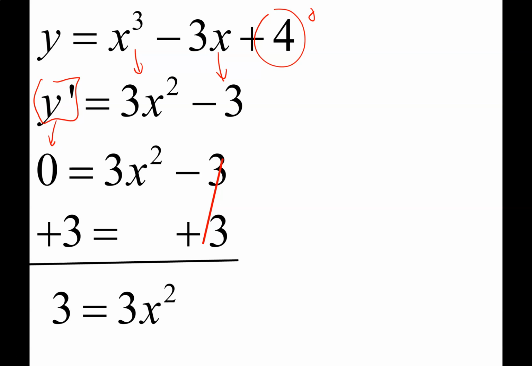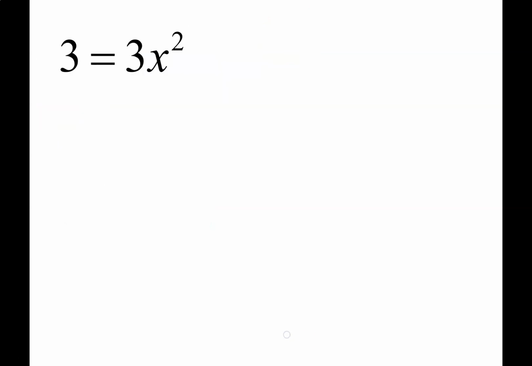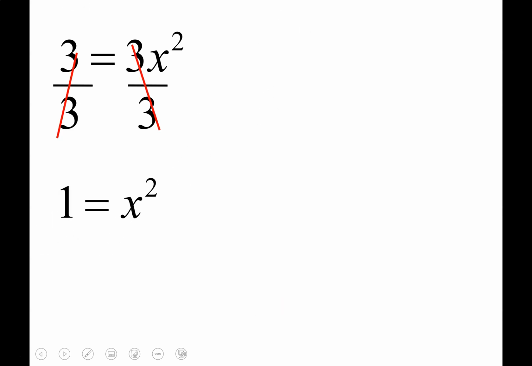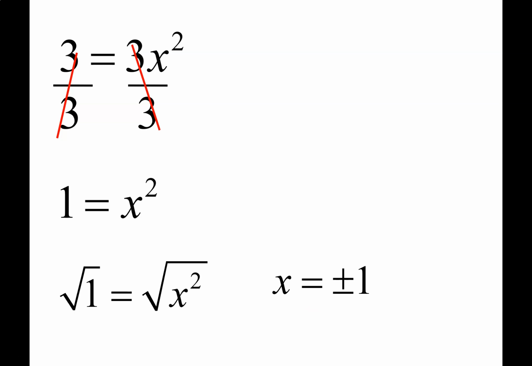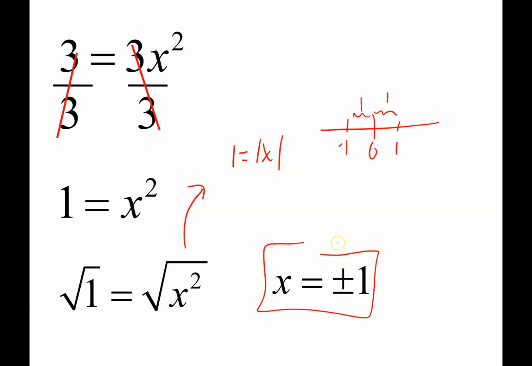And then I'm going to solve for x. Okay, so I get 3 equals 3x squared. Divide both sides by 3. I get 1 equals x squared. Square root both sides. Square root of x squared is, let me go ahead and add some steps here. So square root of 1 is 1. Square root of x squared is absolute x. So to solve it, give me all points that are a distance of 1 from 0. That answer is both plus and minus 1.